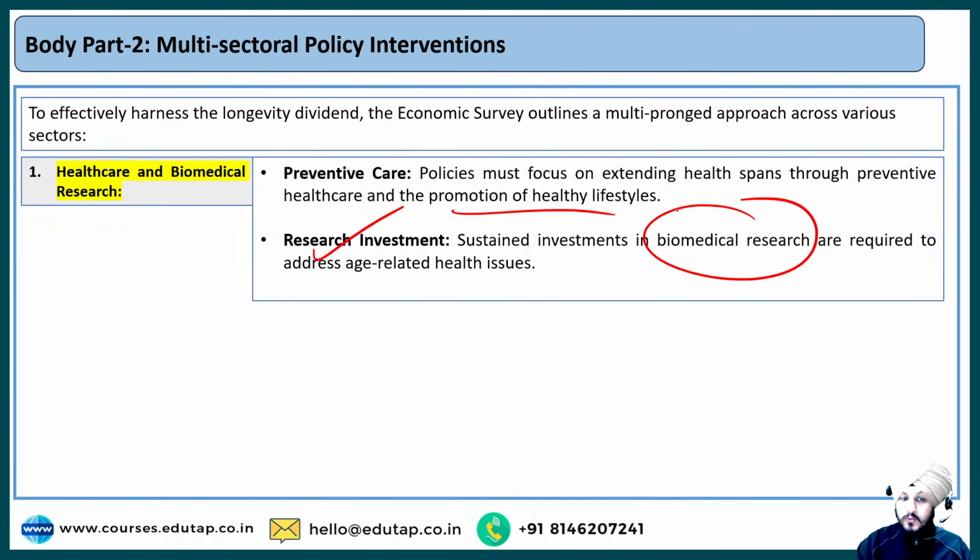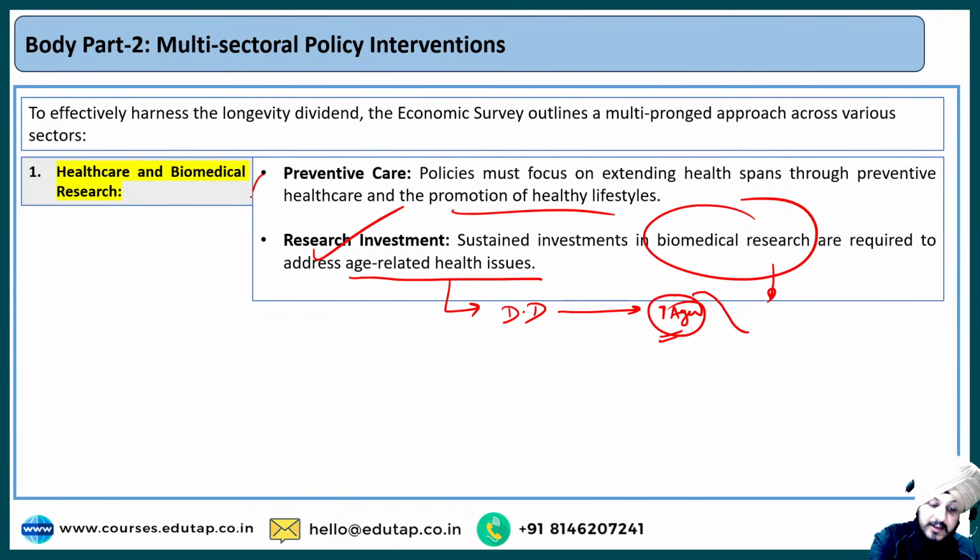We need to do that so that we can address the age related issues, because we know that if today we are having the demographic dividend, at a certain point of time when this demographic dividend reaches its peak, after that the graph is going to decline, right? We are going to see a large aging, a large aged or elderly population also. So for that we have to be ready, and we need to do sustained investments in biomedical research.